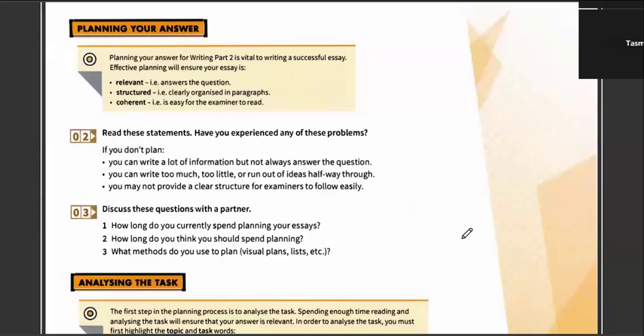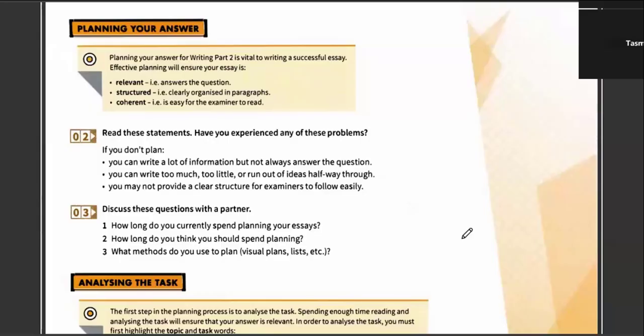What are they asking us? Is it clear from your side? Yes, it's clear. Okay, great. So moving on to activity two, let's see what they're asking. They're saying, read these statements. Have you experienced any of these problems?